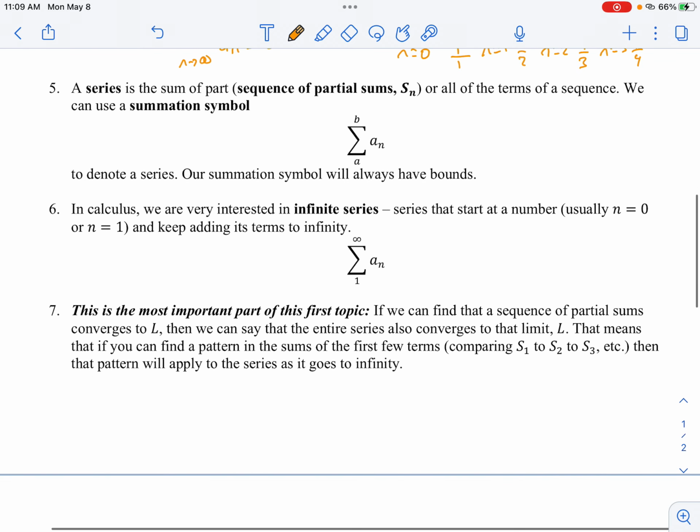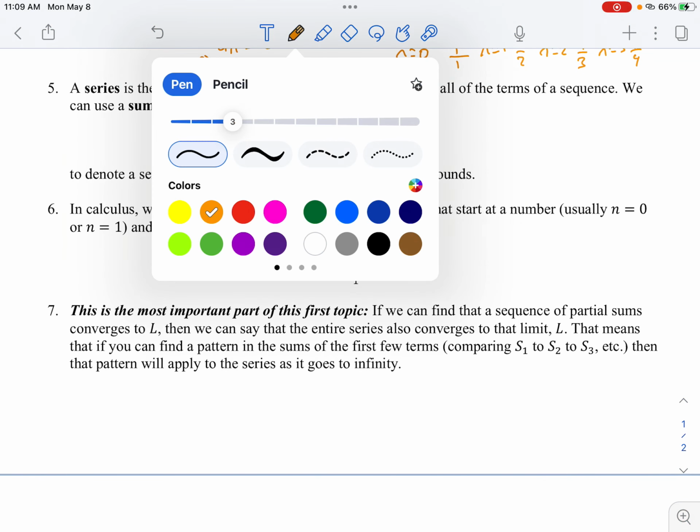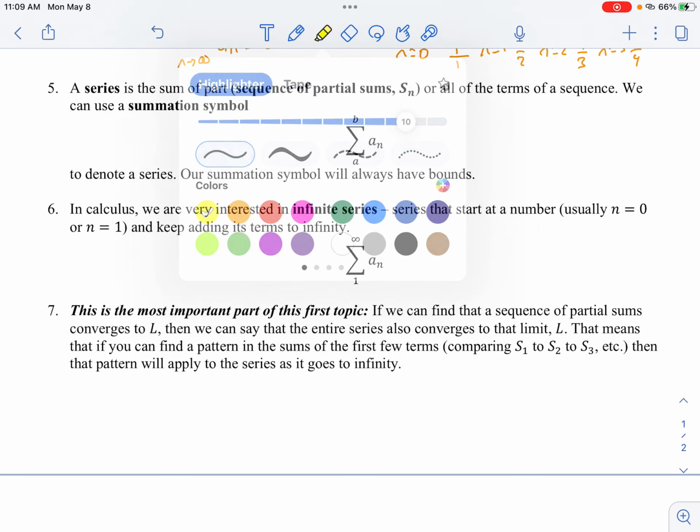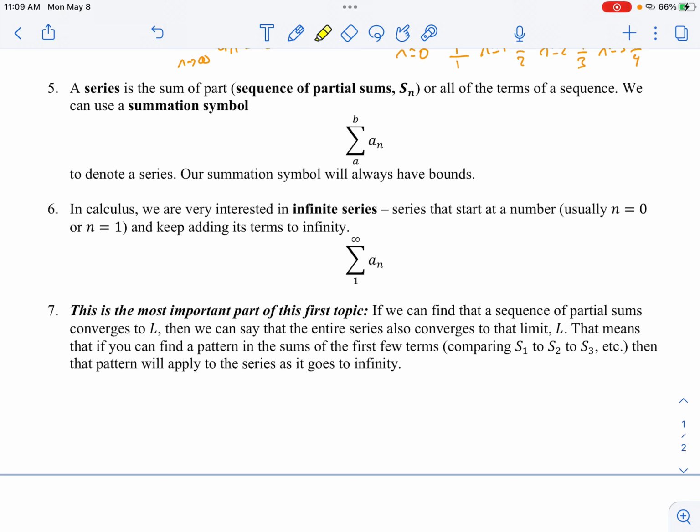Okay, what we are way more interested in in calculus, and what's really the foundation for the entire rest of AP Calculus BC, are series. Series are the sum, or maybe part of the sum, which is called partial sums, of all the terms of a sequence. And so we use a summation symbol. You need to get used to this symbol. It looks like an integral symbol. They are closely related. We have a lower bound a and upper bound b, and we're going to add up all the terms of the sequence from the lower bound to the upper bound.